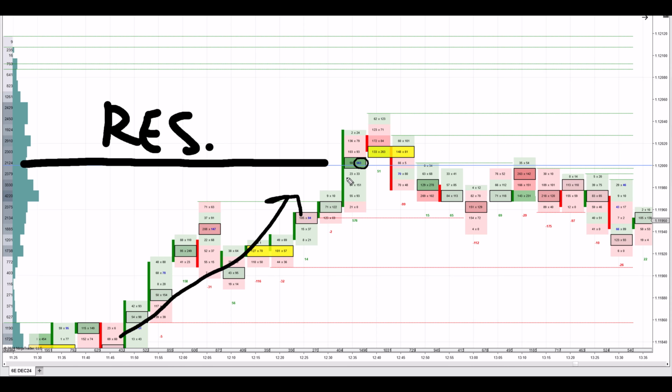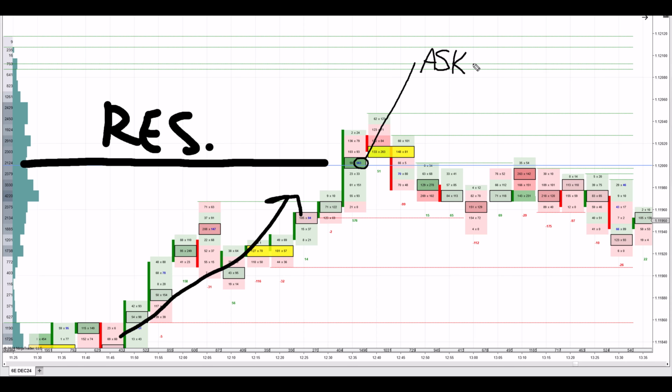563 contracts on the ask side of the footprint. Now again, as I was saying, this is all about context, right? This is obviously a huge order. If you compare it to the rest of the orders here, then this is the biggest order from this whole screen, right? So this is significant. And it is on the ask.